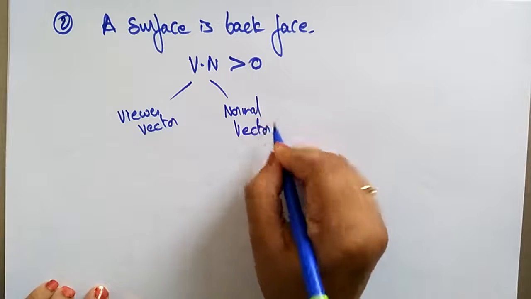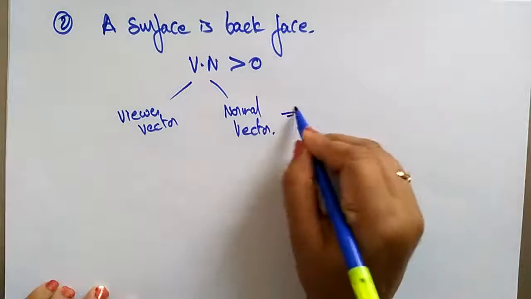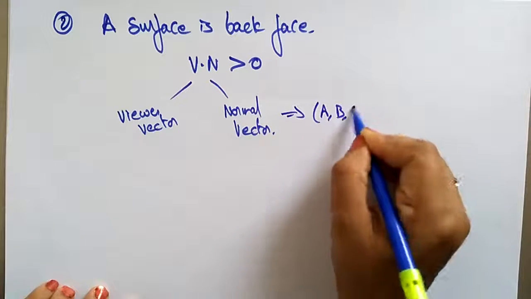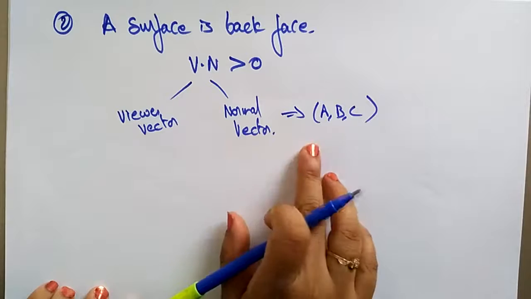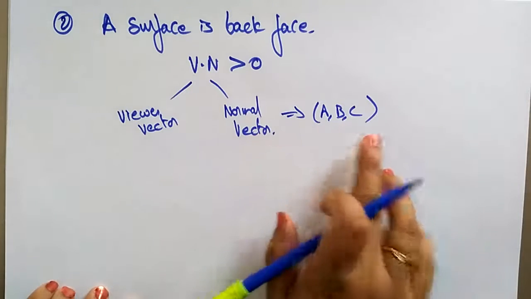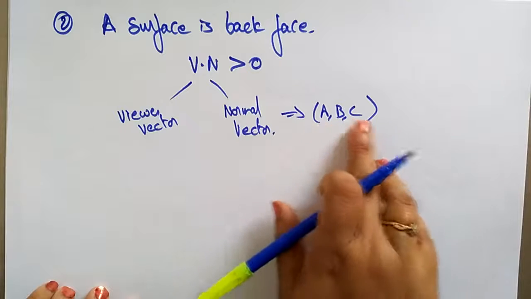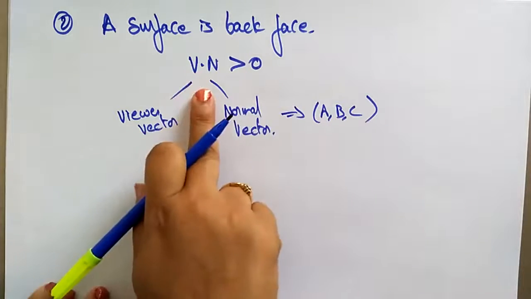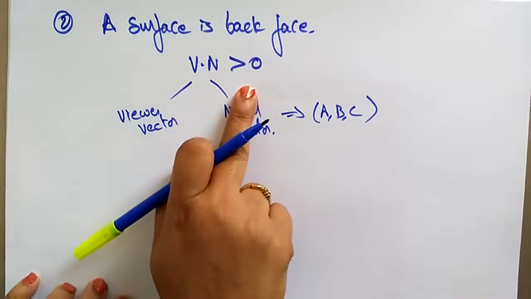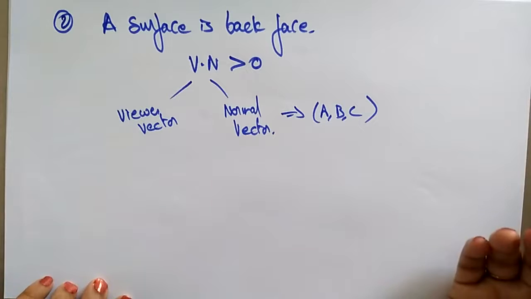The main thing here is the normal vector, which has Cartesian components A, B, C. Only three. Let us take the Cartesian components for this normal vector as A, B, C. When the normal vector A, B, C is multiplied with the viewing vector, if you get a positive sign, greater than 0, then you can say the surface is a backside.